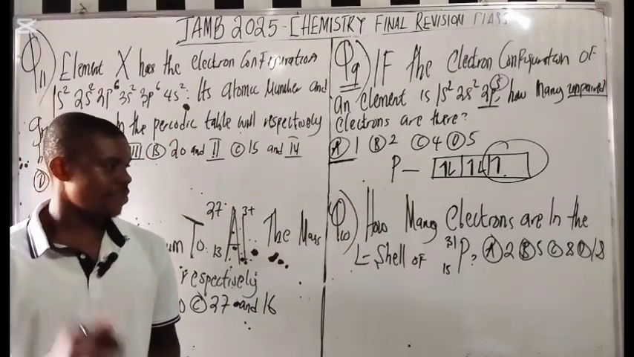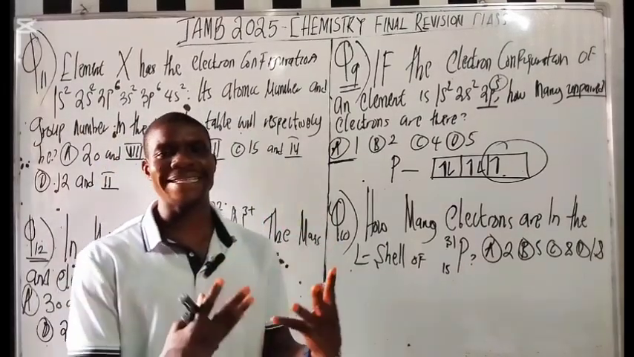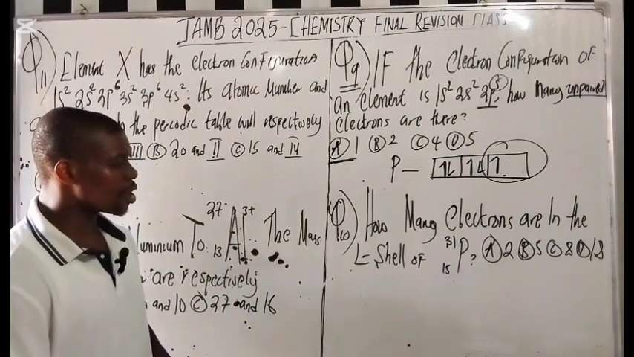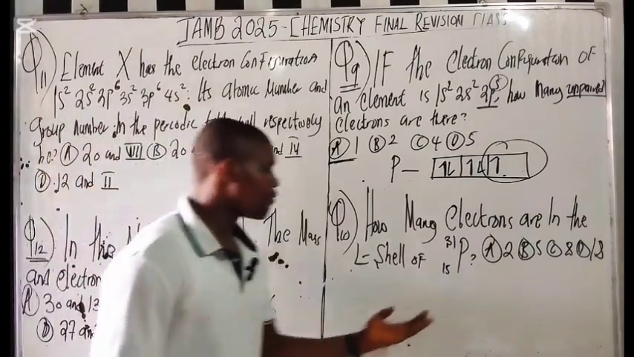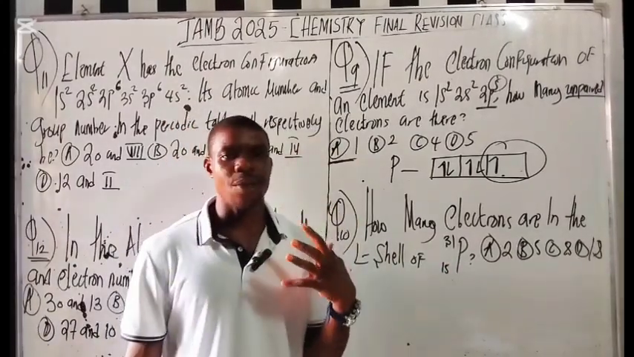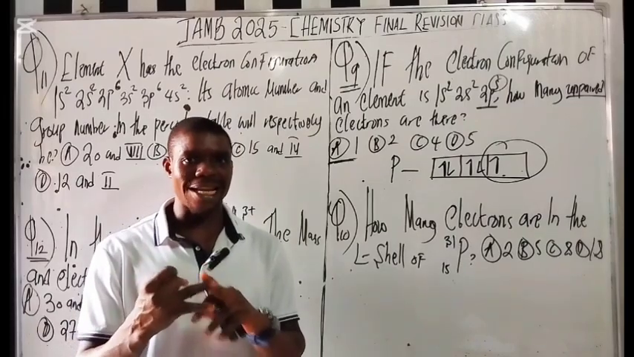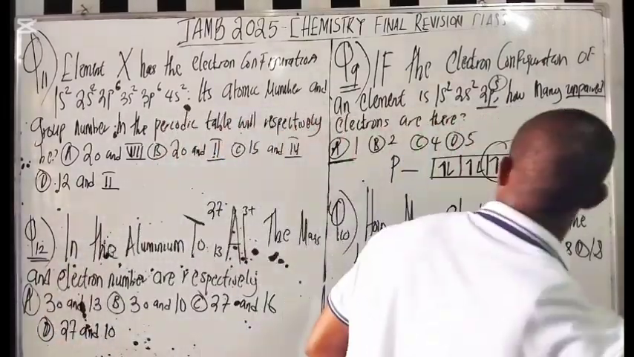It's not difficult. That is why you need to understand quantum numbers and how to write electron configurations. It's very important to know all those things. Now, question number 10. How many electrons are in the L shell? What do you know about the L shell? Remember, you have the K shell, the L shell, K, L, M, N, O, P. Let me wipe this place out.